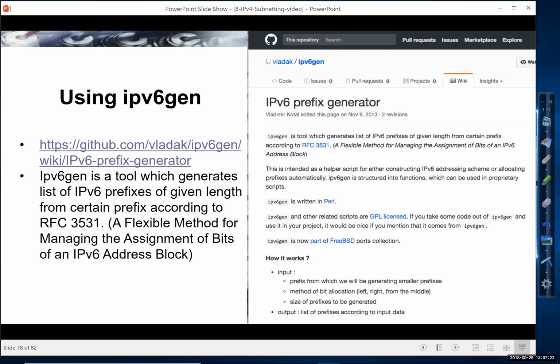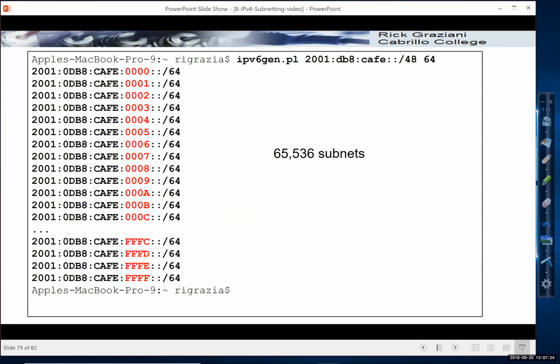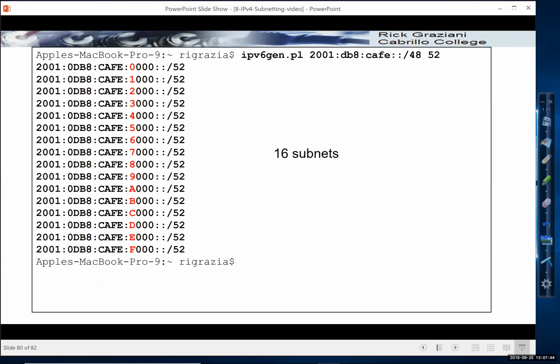IPv6 prefix generator. Here's an example from my Mac. It's called ipv6gen, and I'm taking this /48, and I say, give me 64-bit subnets, and it generates all the 64-bit subnets, all 65,536 of them. Here's another example. What if I took a /48 and I only wanted to make them /52s? There's my 16 subnets. All right, nice little tool there.